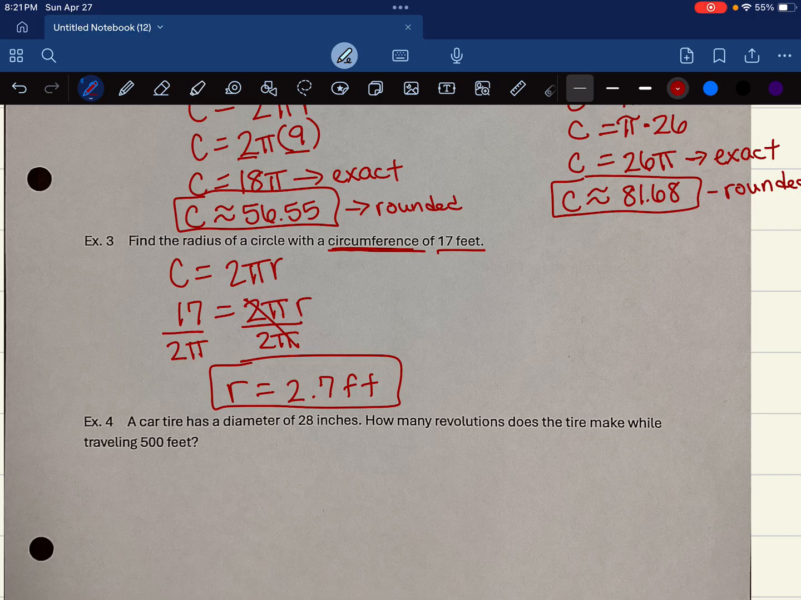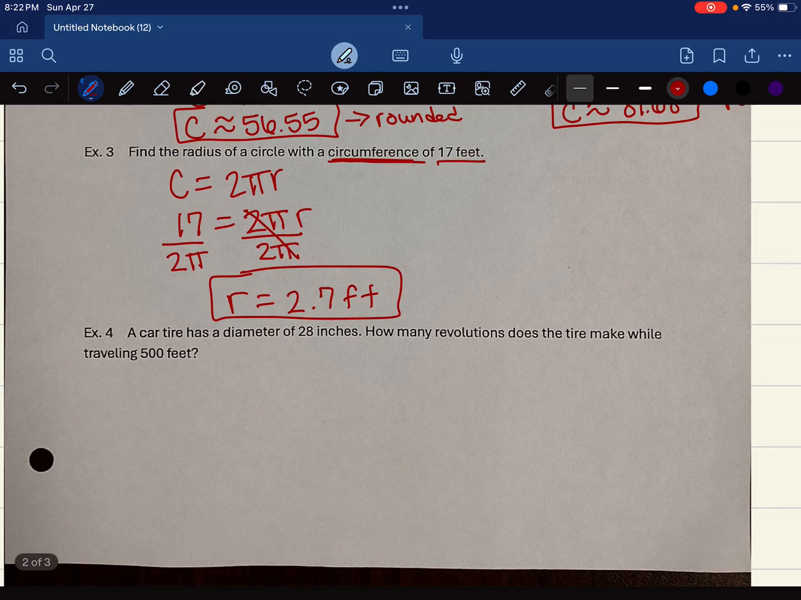As a reminder, the other thing you could do is divide by pi first, and that would give you your diameter, and then you could take half of that to get your radius as well. Either way will always work.